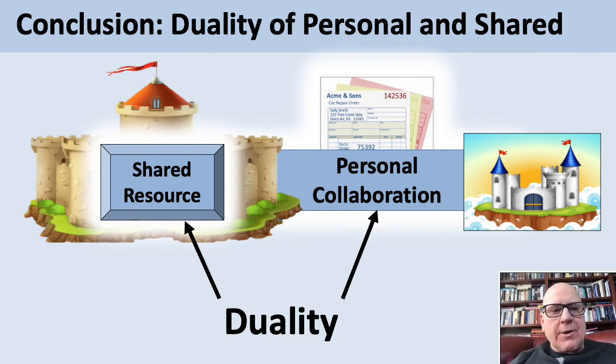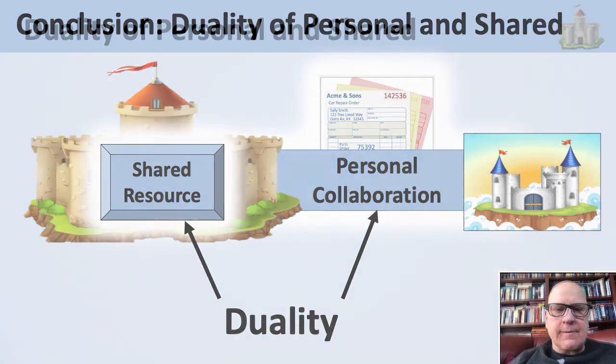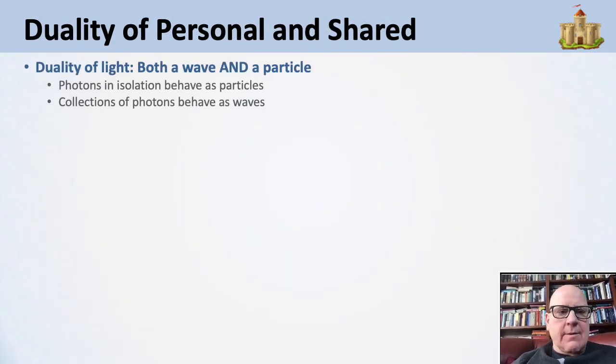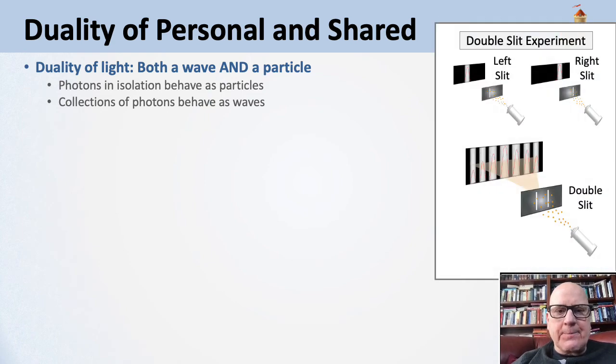So now let's conclude by talking about the duality of personal and shared within autonomous computing. First, let's talk about the duality of light. Light is both a wave and a particle. Light is a photon when it's observed in isolation, and it behaves as a particle. But a collection of photons can behave as waves under some circumstances. There's the famous double slit experiment.